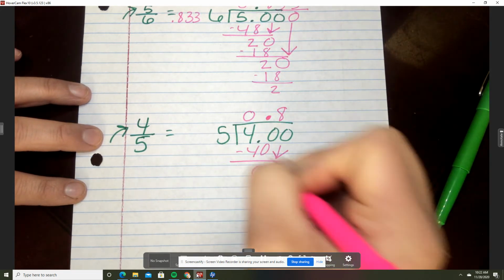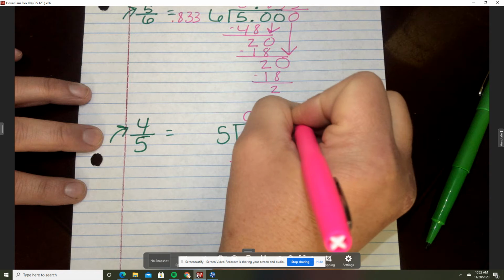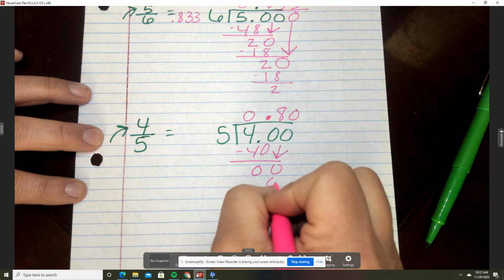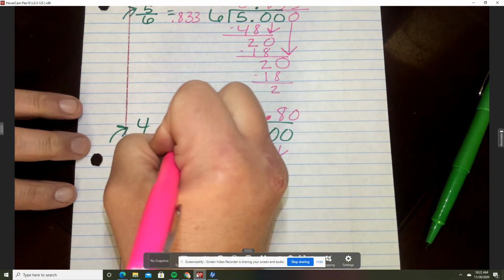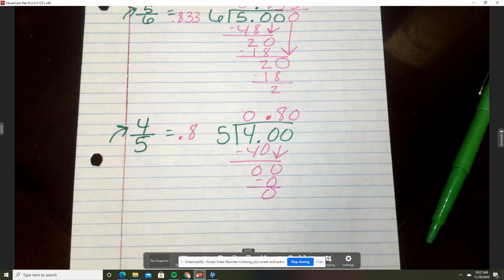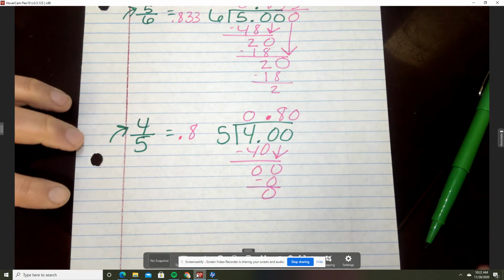Bring that down. 5 goes into 0 0 times. 0 times 0 is 0, and we are finished. So 4/5 is equal to 8/10, and I can feel confident in saying that because I don't have to add any more zeros. All right, let's do one more.